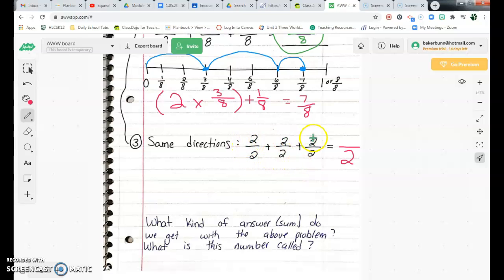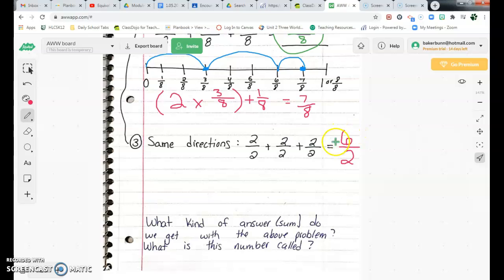Now, up top, I can add the numerators, only if the denominators are the same, and in this case, they are. So 2 plus 2 is 4. 4 plus 2 is 6. So I'm going to have 6 over 2 as my answer, the sum of 2 over 2 plus 2 over 2 plus 2 over 2. I have 6 over 2. Now, this is called an improper fraction. It's improper because my top number, my numerator, is larger than my denominator.